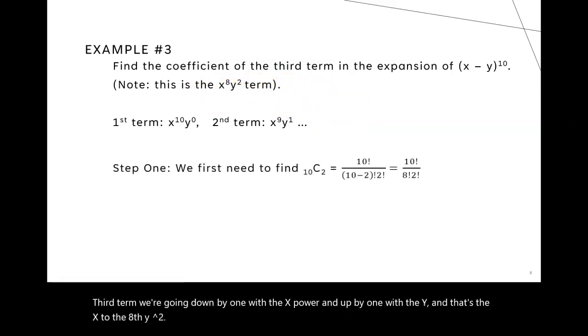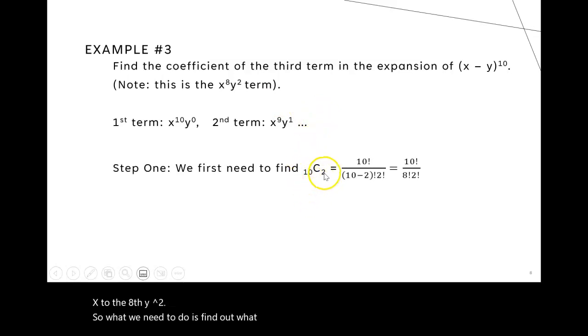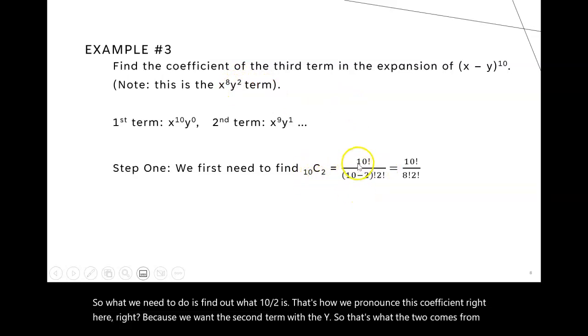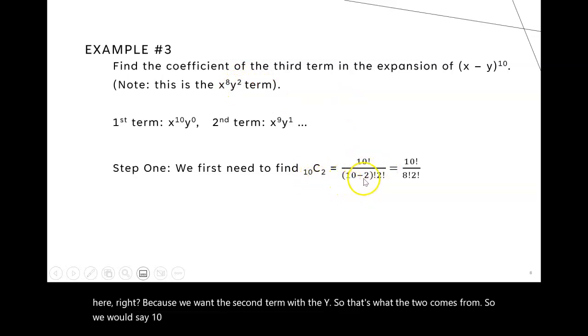So what we need to do is find out what 10 choose 2 is. That's how we pronounce this coefficient right here, because we want the second term with the y, so that's where the 2 comes from. So we would say 10 factorial over (10 minus 2) factorial times 2 factorial, which is 10 factorial over 8 factorial times 2 factorial.